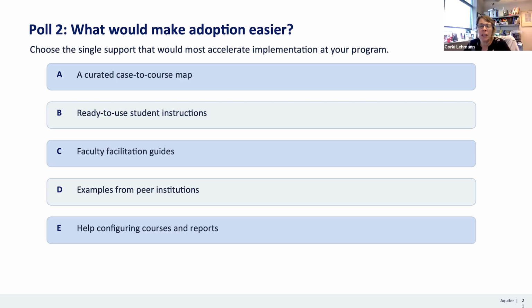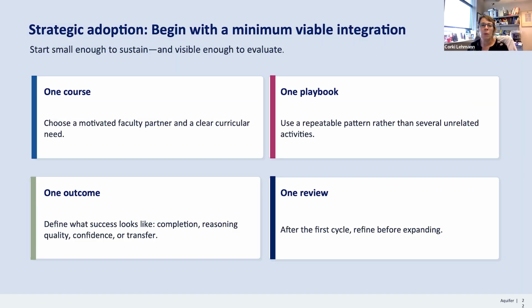Okay, there we go. So it looks like the majority of you would like some faculty facilitation guides. That's awesome. Examples from peer institutions came in second, and a curated case to course map. All right. Well, thank you for those responses. We're going to talk a little bit more on the following slides on some things that might be able to help you with some of those things.